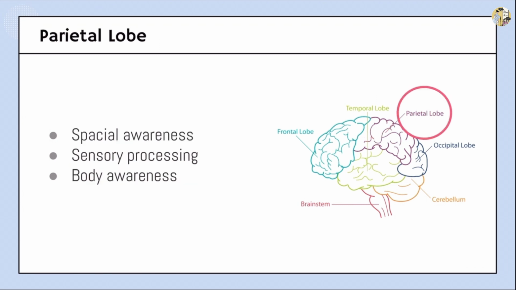The parietal lobe is responsible for sensory processing, spatial awareness, body coordination, as well as temperature and touch awareness. Damage to the parietal lobe will lead to decreased ability to coordinate the body and make exact movements, as well as inability to do goal-directed tasks.